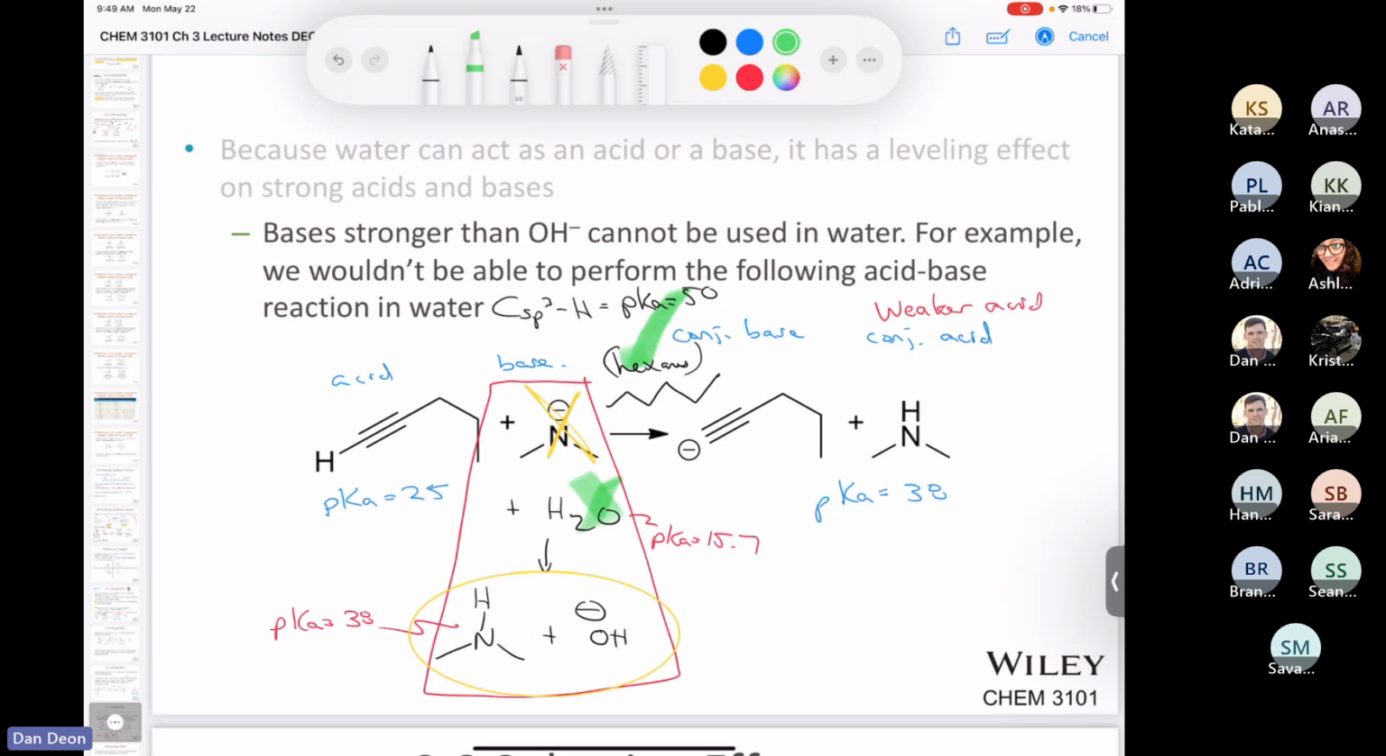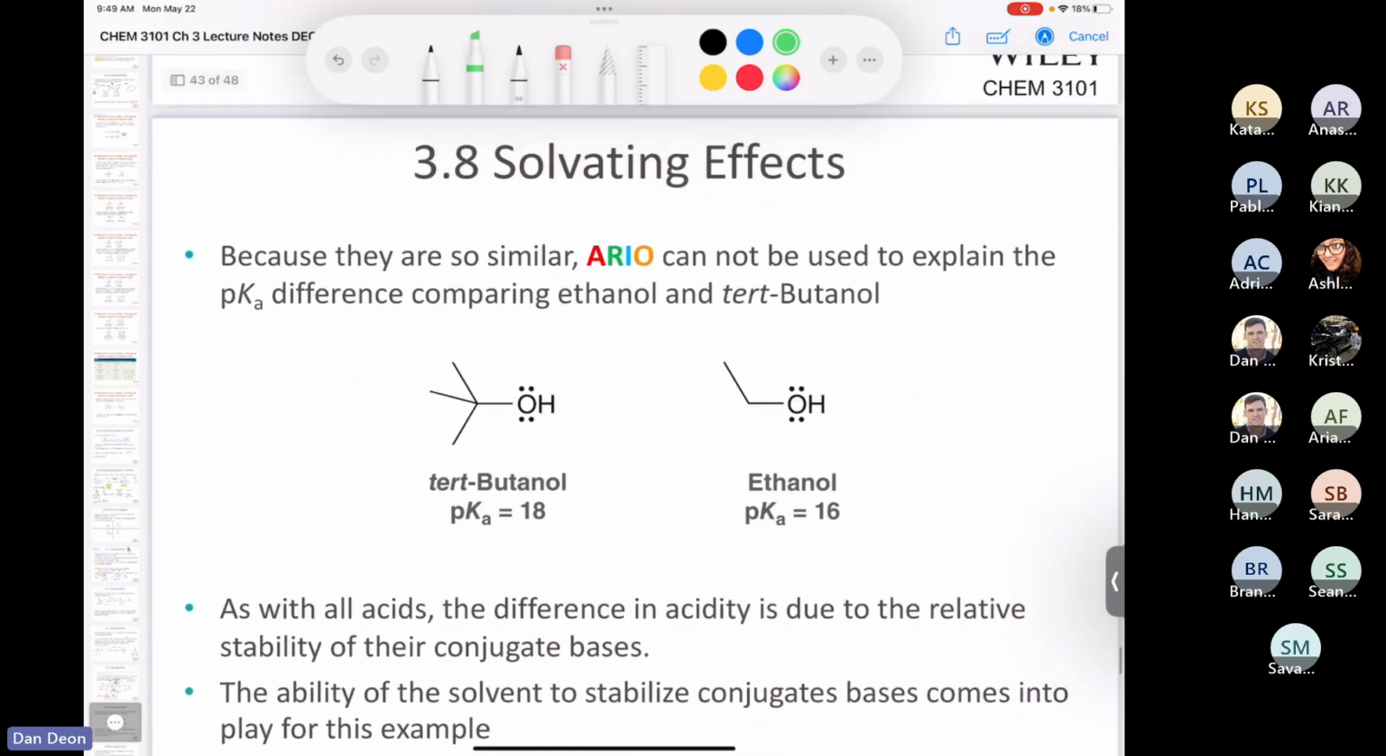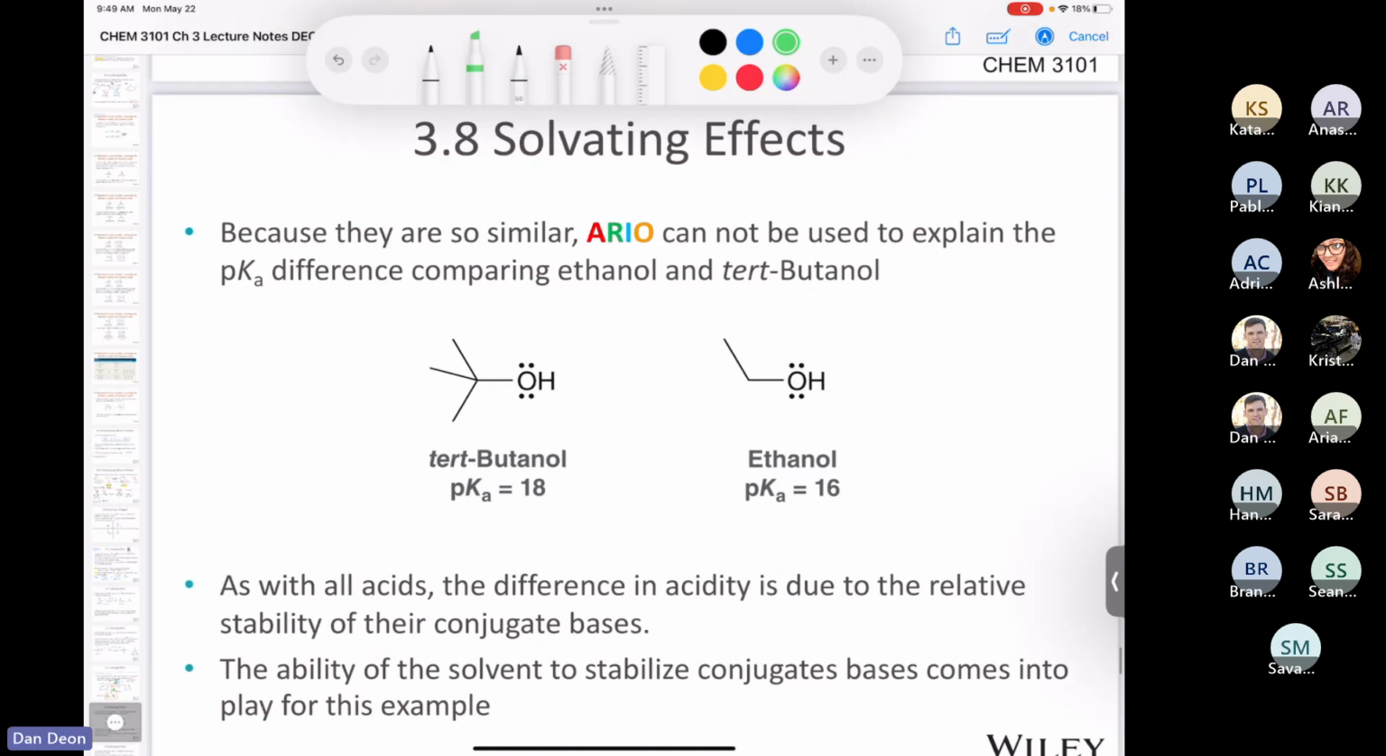All right, let me show you a couple more things, and then we'll take another short break here. If this one has been annoying you since you first saw it, the difference in pKa between these two alcohols, this one, ethanol, is 100 times more acidic. You can't use ARIO here, can you? You can't use atom, you can't use resonance, you can't use induction, and you can't use orbital. Well, there's got to be an answer, doesn't there?